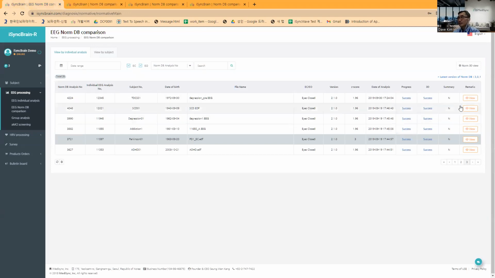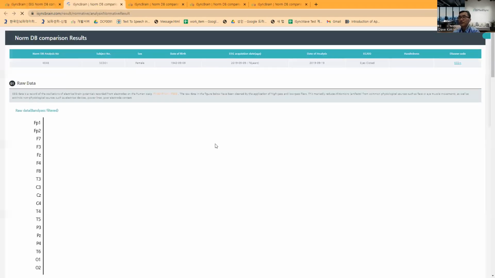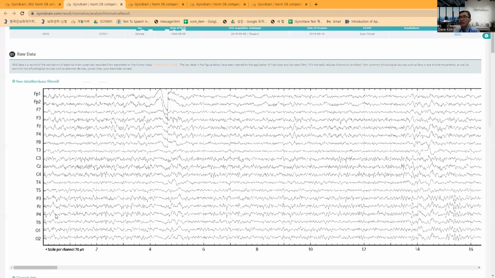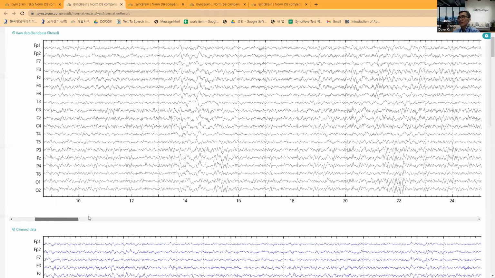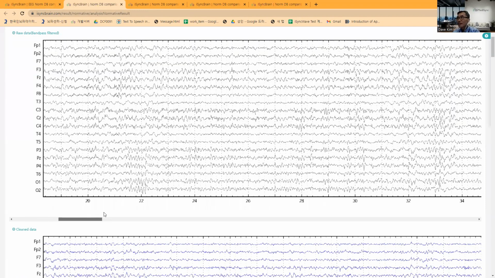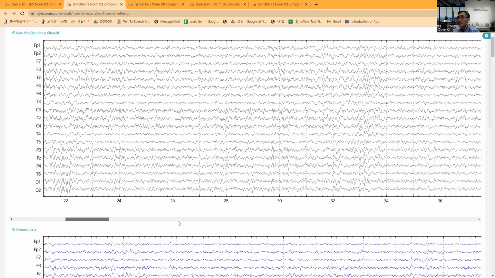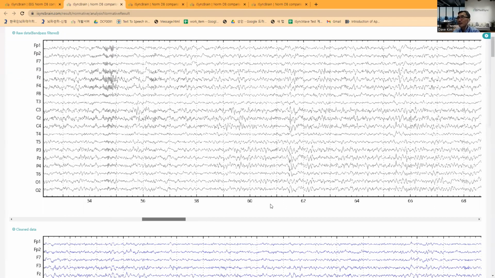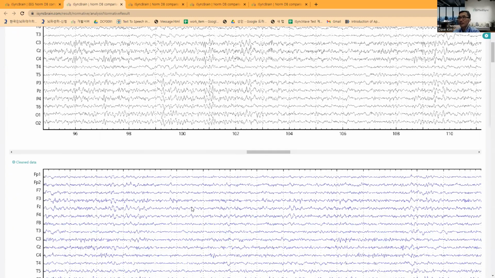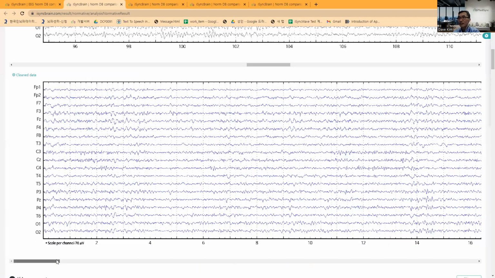This is her EEG here. This is the raw data. Raw data is a kind of clean recording. This is the clean data in the common average montage. There is a slow wave. We can easily see the theta wave, a lot of theta wave. In this case, this is alpha and this is theta.